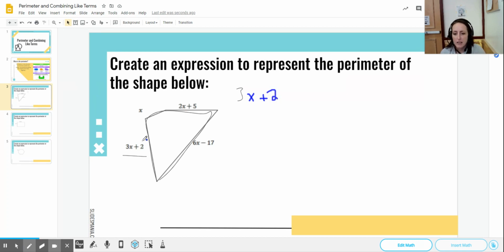And then we need to add our next side. So I'm going to go in this direction. My next side is x, so I have plus x. I'm going to retrace that 3 just so it's more apparent. Then I continue onwards to 2x plus 5. So I have plus, and then my expression 2x plus 5.